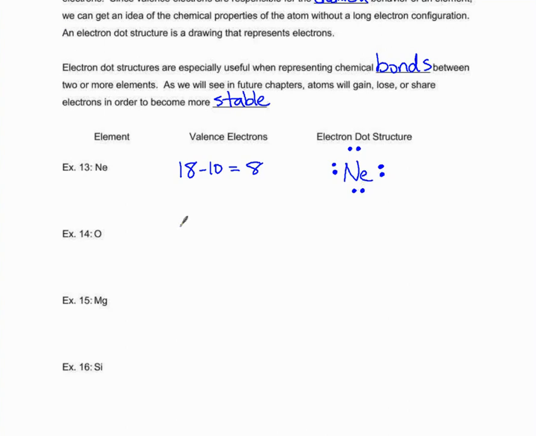Oxygen, finding it on the periodic table, it's group 16. For valence electrons, we subtract 10. That tells us 6. If you look at your orbital diagram for oxygen, you'll see what the electron dot structure should look like. So let's fill the dots in. Here's 1, 2, 3, 4. Notice that I am going around and putting 1 on each side before I put doubles. 5 and 6.